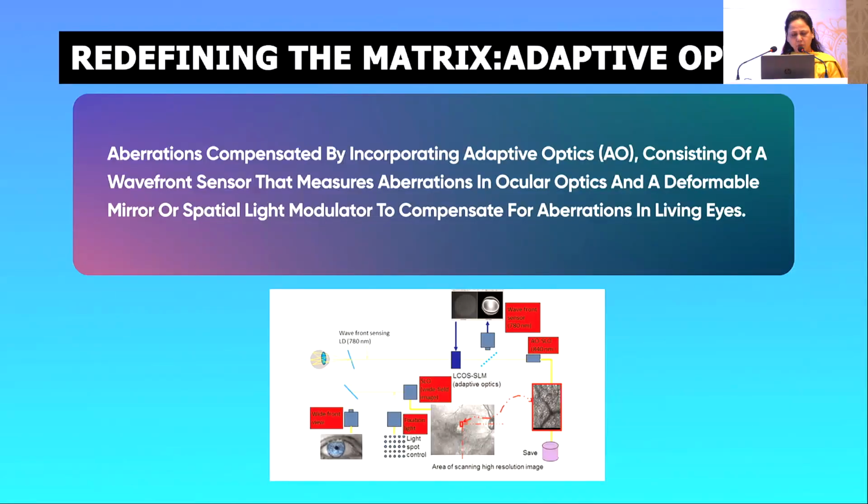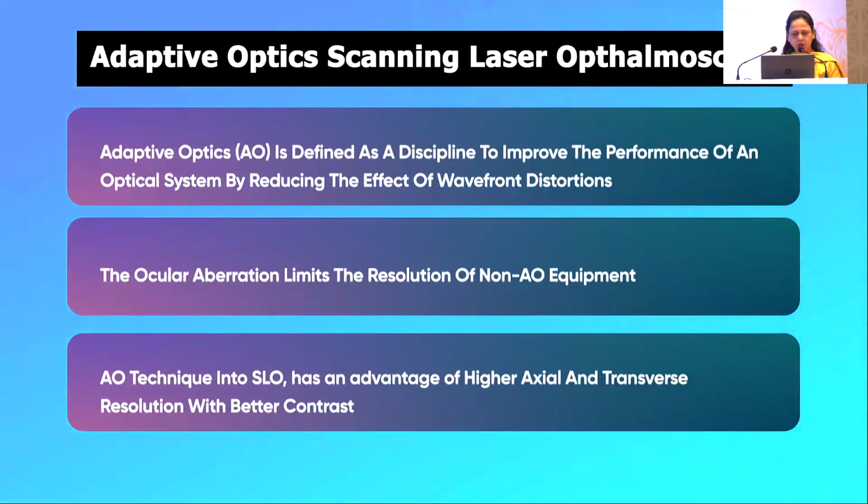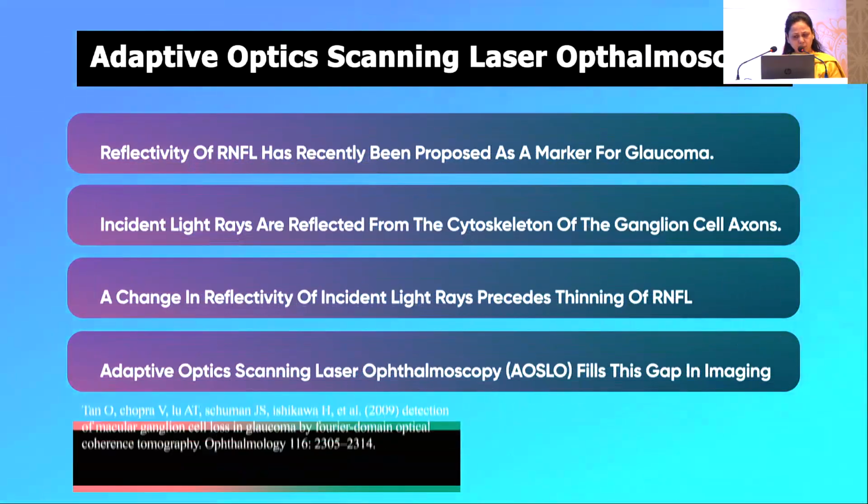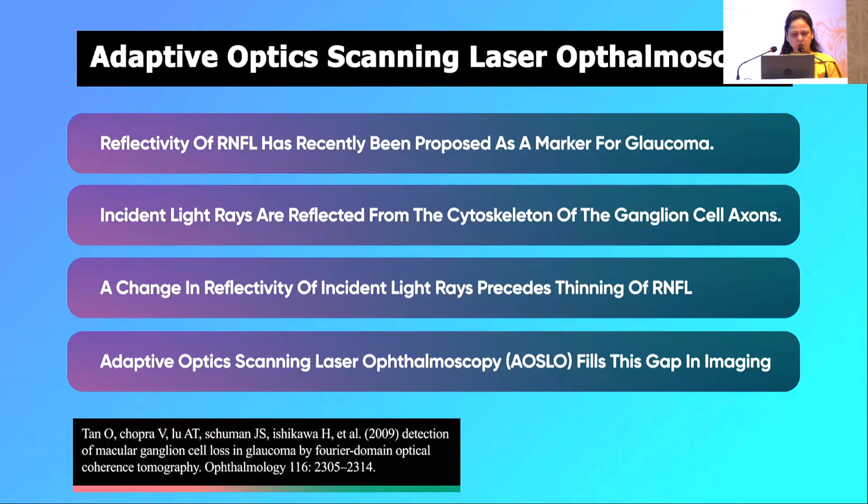So any SLO which incorporates these two parts is definitely going to have an added advantage of redefining the structural matrix, as said. The advantage is that it has a higher axial and transverse resolution with better contrast and gives us the changes at a much earlier stage. Pertaining to glaucoma itself, the advantage of AOSLO would be in understanding the reflectance, how the reflectance from the cytoskeleton of the ganglion cell responds to the incident light rays. Basically it's all about the reflectivity of the RNFL.